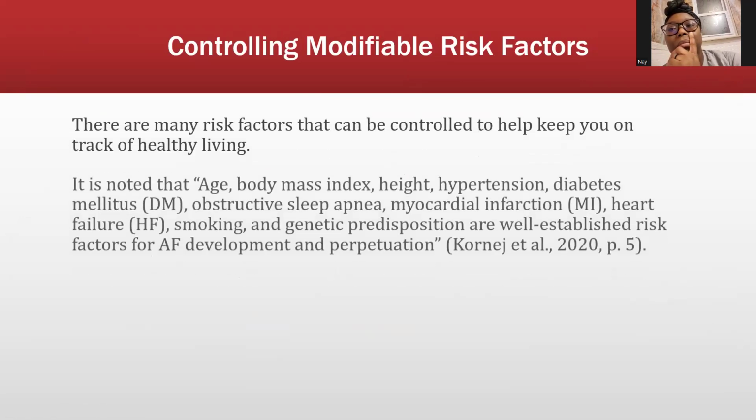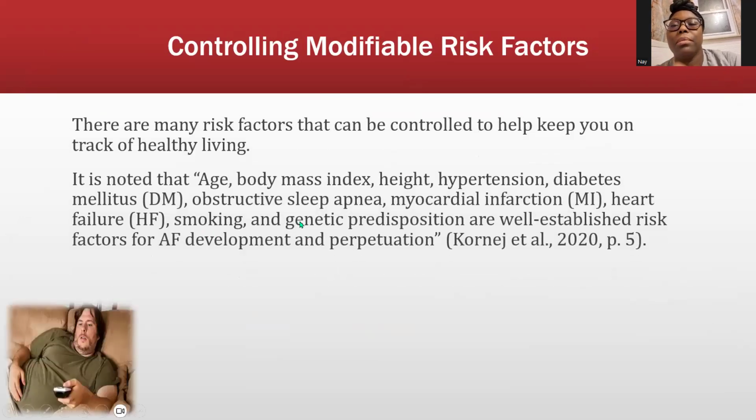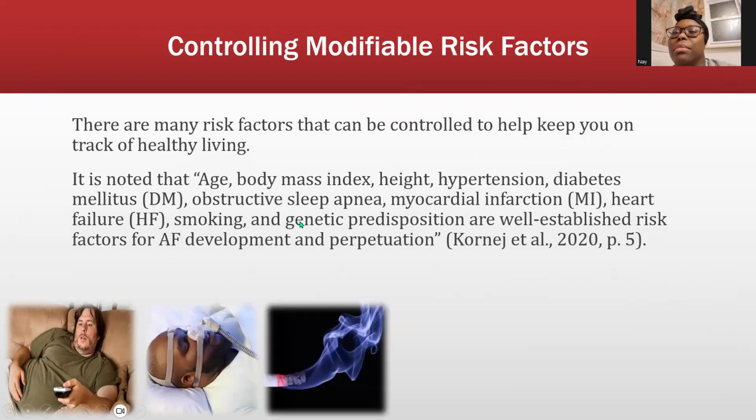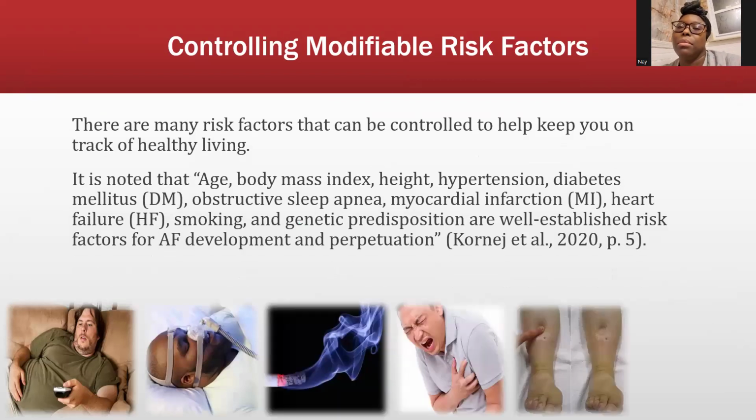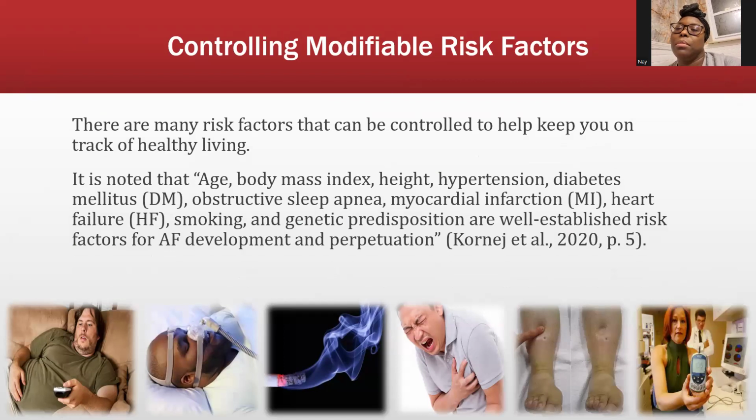So let's talk about modifiable risk factors. There are many risk factors that can be controlled to help keep you on track for healthy living. It's noted that age, body mass index, height, hypertension, diabetes, obstructive sleep apnea, myocardial infarction, heart failure, smoking, and genetic predispositions are well-established risk factors for AFib development and perpetuation.